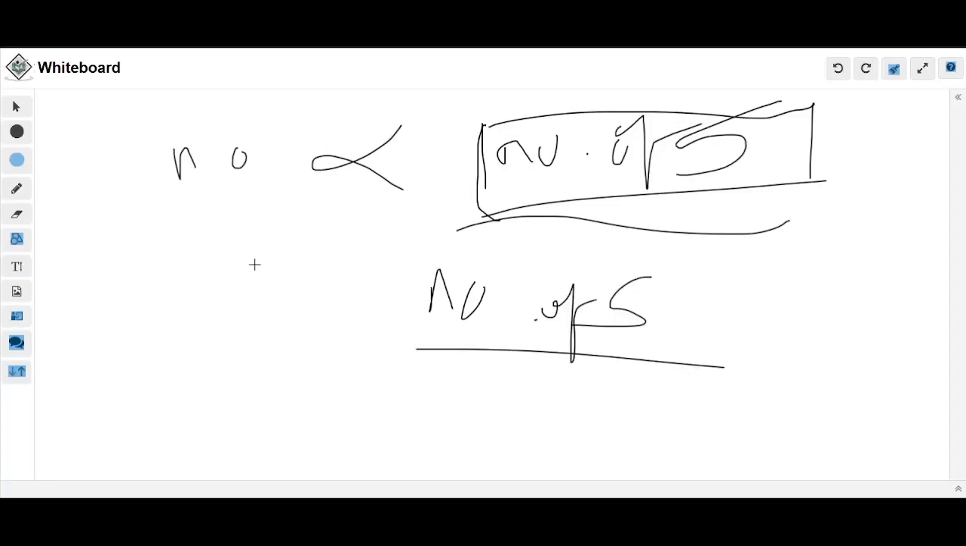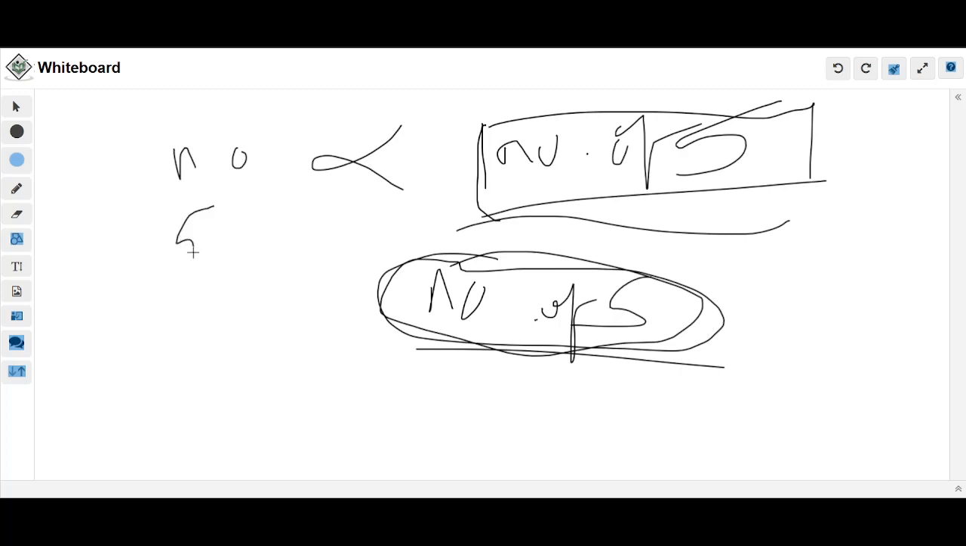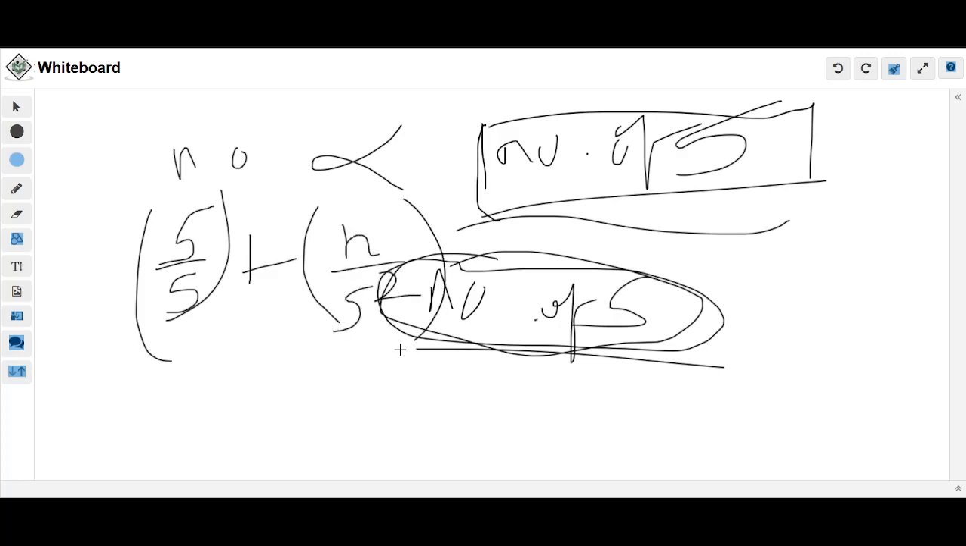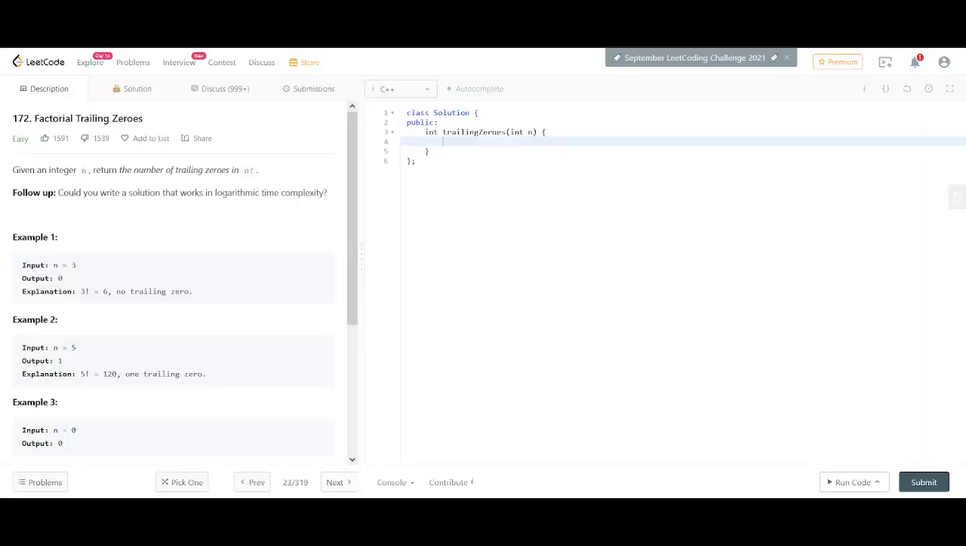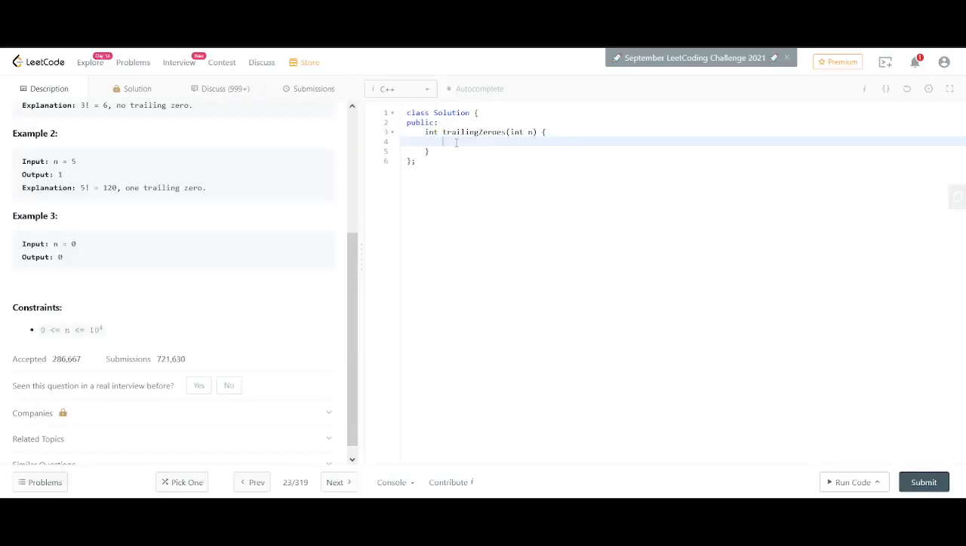So what we need to do is find the factors contributed by five. How can we do that? It's very simple. It's like taking n and dividing it by 5, and then taking the same n and dividing it by some power of 5, and doing it so on. So how does this work? It works on the basis of a specific formula to calculate the number of fives which are present in a factorial.